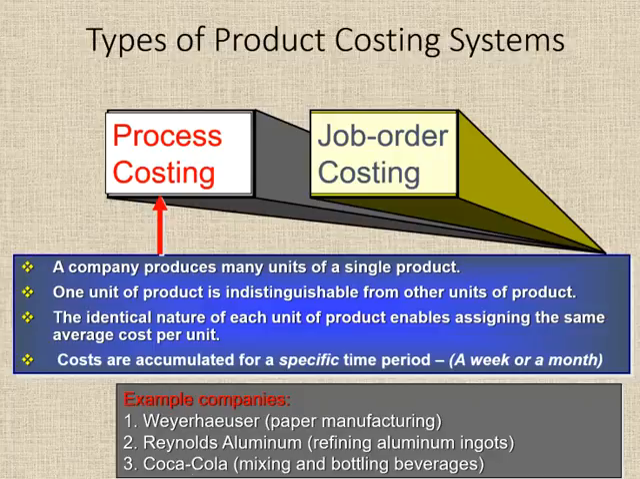So here's an example. Coca-Cola, I think, is a great example. If they're going to run Coca-Cola on a product line, they're producing just bottles and bottles and bottles of Coca-Cola. I also have here Reynolds Aluminum, so they would be running aluminum over a factory process, and a paper manufacturing company. So they're going to produce a lot of units of a single product, and each product is indistinguishable from the other products.